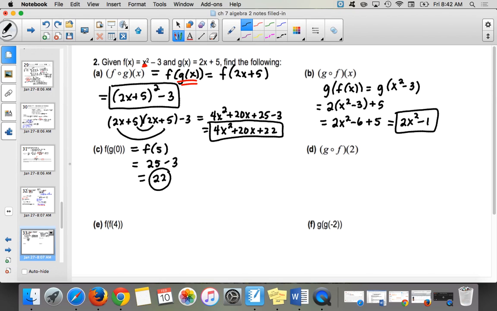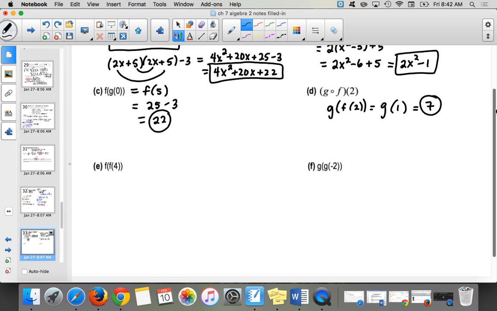So how about g of f of 2? We're going to find f of 2 first. Look at the f function and replace your x with 2. So 2 squared minus 3 is 4 minus 3, which is 1. And then we find g of 1, so 2 times 1 plus 5 is 7. Do I need to write more steps, or did you guys understand this process? Okay.